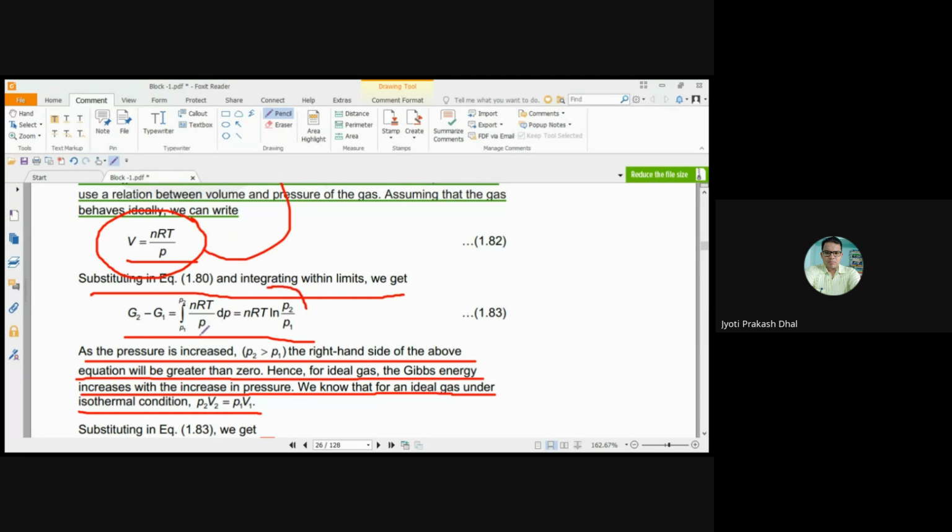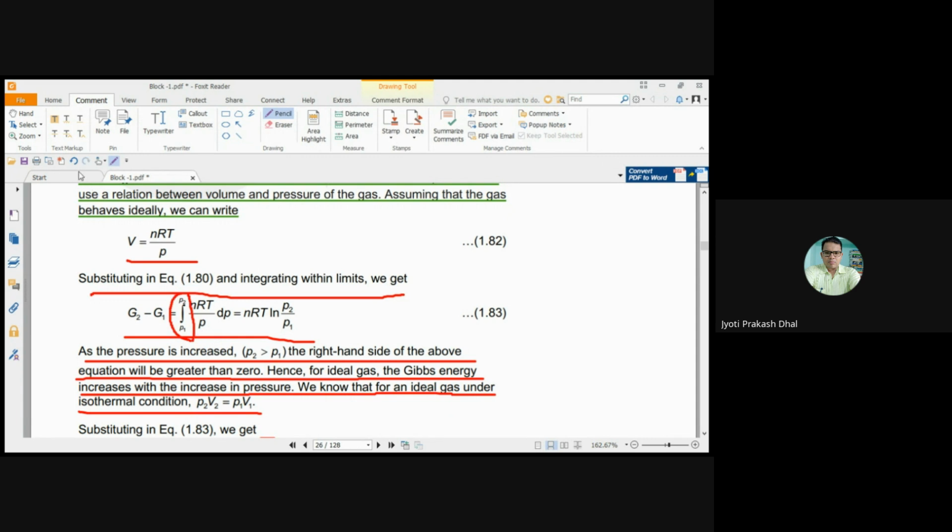So just here you will see that n, R, T are all constant. So in this equation, nRT are all constant. So that is the integration of dP by P. We know that the integration of dx by x is ln x. So the integration of dP by P will be ln P. And as the limit will be there, the integration of nRT by P dP from pressure P1 to P2.